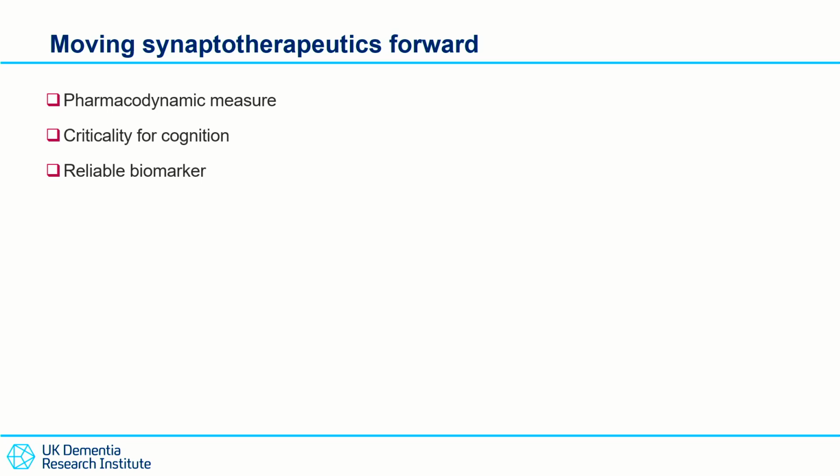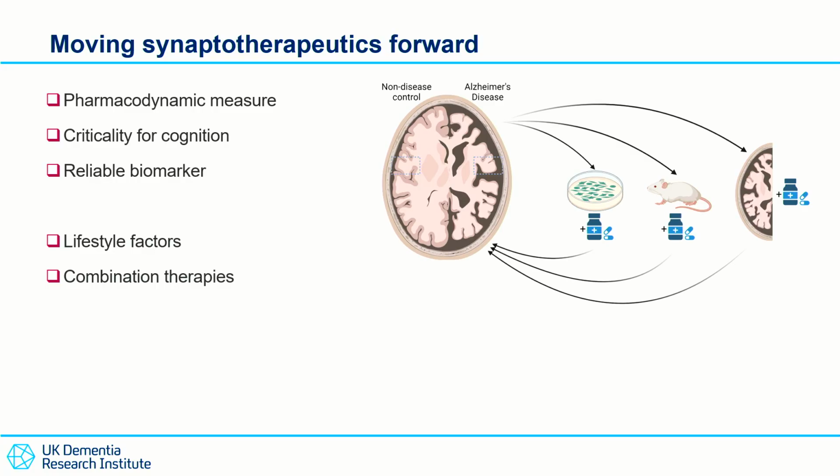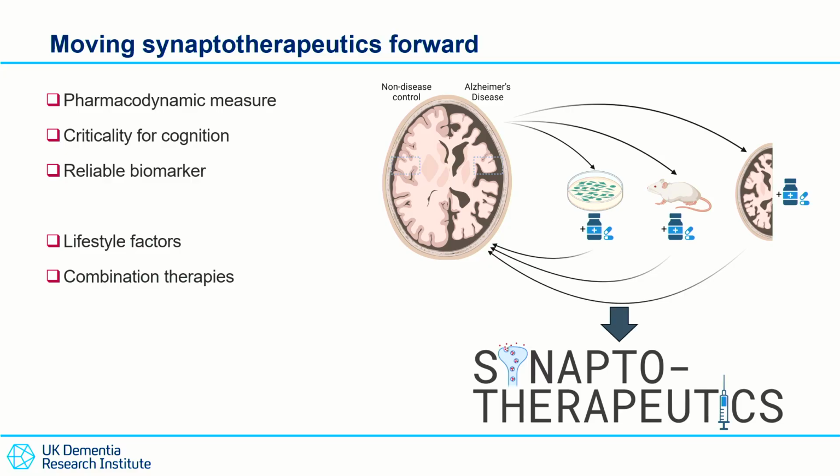And to do that, as I said, I think we need these 3 key things, but we also need to bear in mind lifestyle factors, and we think that these will be used as combination therapies. And I want to stress that as much as possible, this should all be human-led and reverse translation either into animal models or into iPSC cells, for example. And then I think we can move forward with developing synaptotherapeutics.